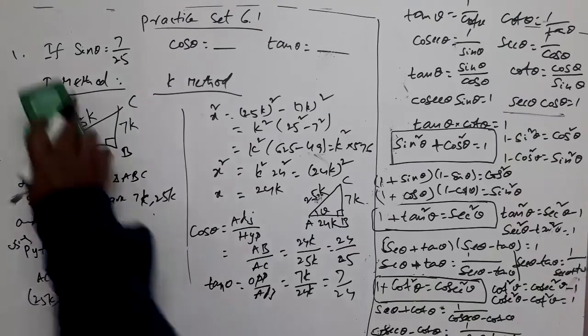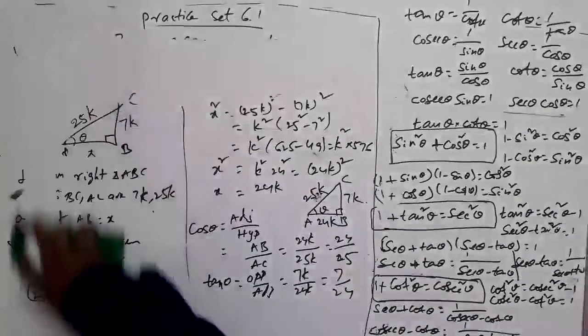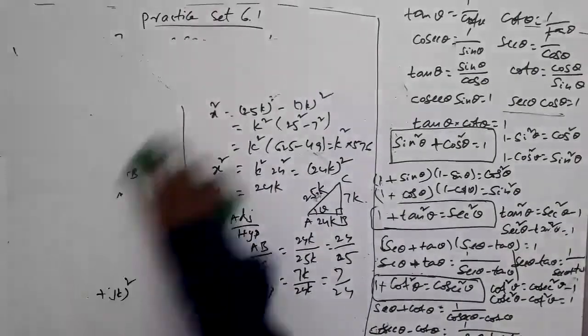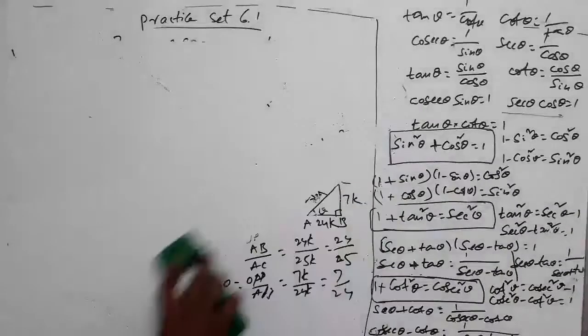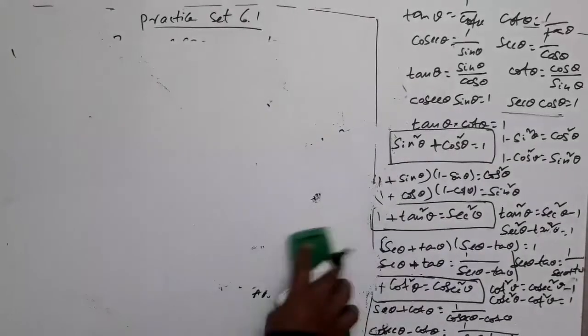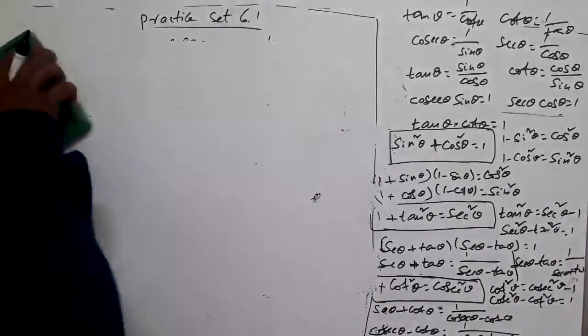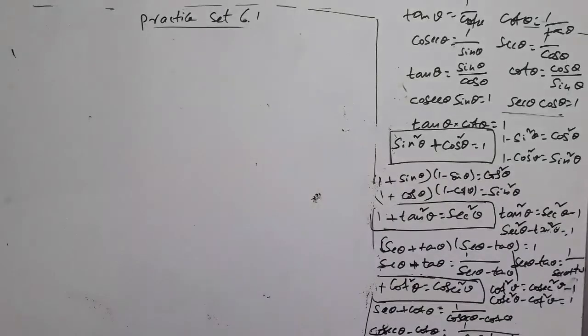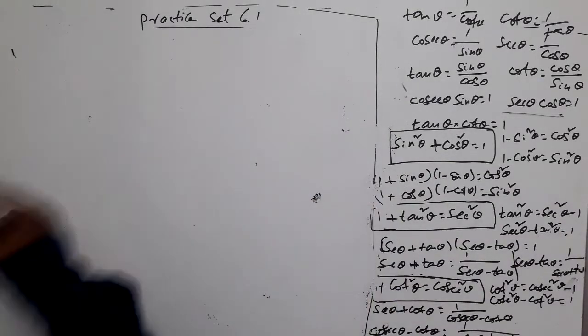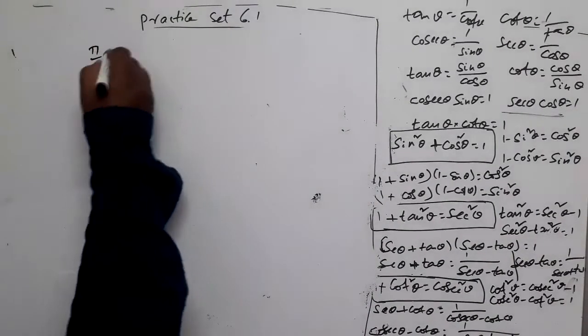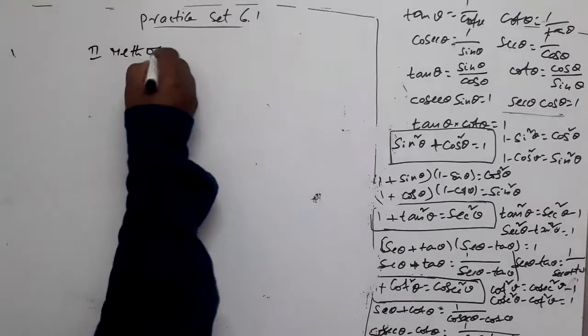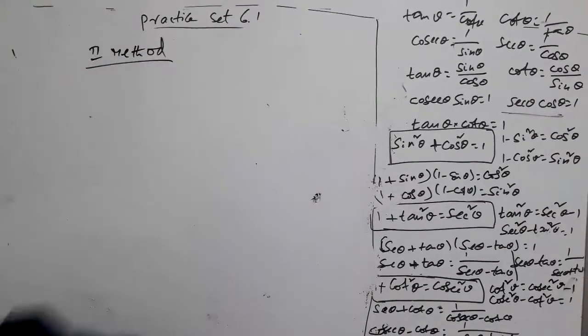Let us see second method now. Second method is method involving these trigonometric identities.